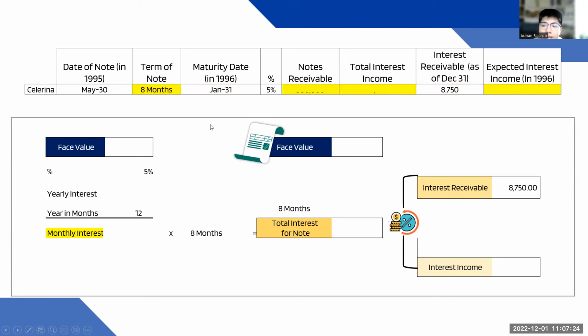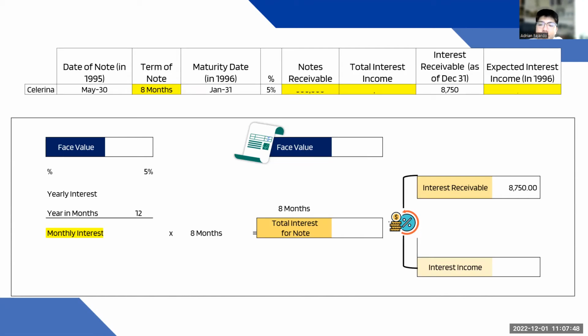So, we have 8 months. And then, pinlog in natin to 5%, 8 months. Right? So, basically, alam na natin yung note for Celerina, and then alam natin yung interest receivable. Now, it looks hard because how can we solve for the face value or the total interest using 8,750? This is where the understanding kicks in.